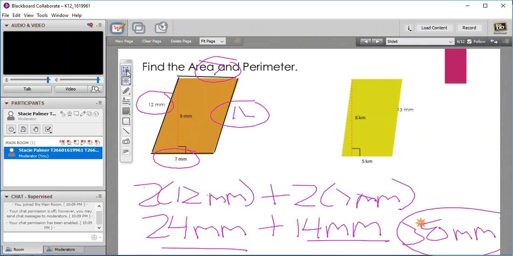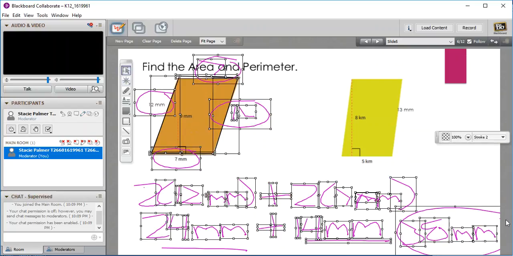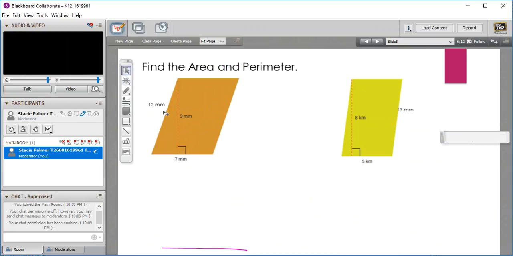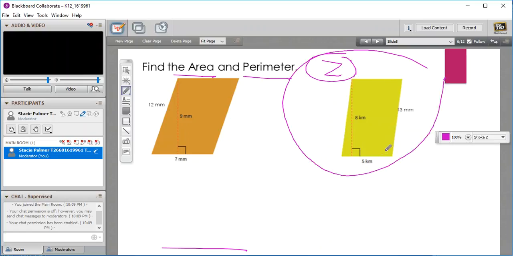So for question number 2, you're going to do question number 2 on your own, on your piece of paper. I want you to tell me the area and the perimeter for this shape right here. Okay, the area and the perimeter for this shape right here.